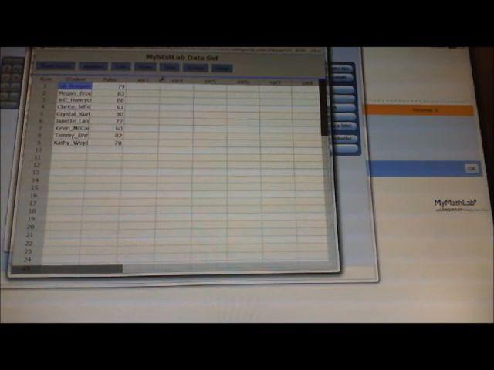So I'm going to open this in StatCrunch. And in Section 1, you're talking about measures of central tendency. And so we're talking about mean, median, mode, those things.